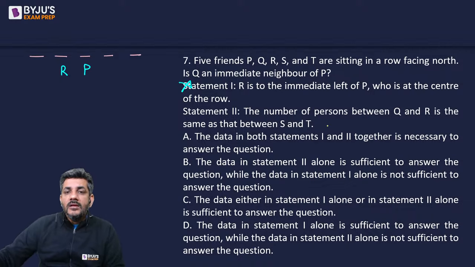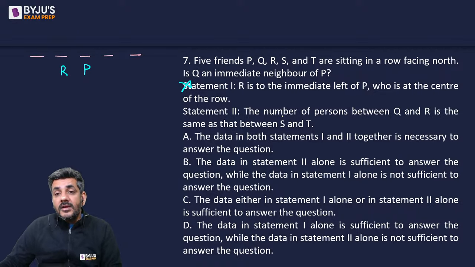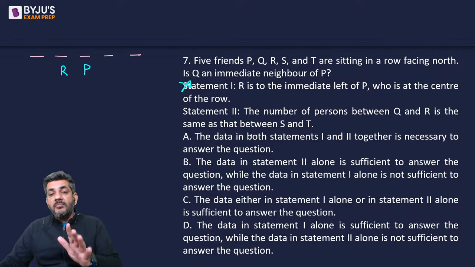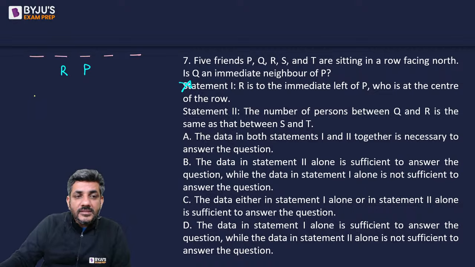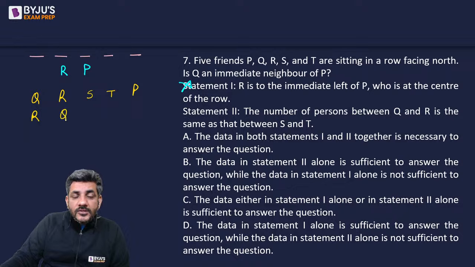Statement 2. The number of persons between Q and R is the same as that between S and T. Now Q and R have the same number of people between them as S and T. That means if Q and R are together, then S and T would also be together. S and T can be like this such that P is here. But there is also a possibility Q and R are together, so S and T are together.